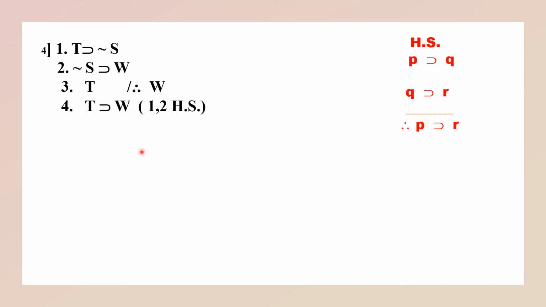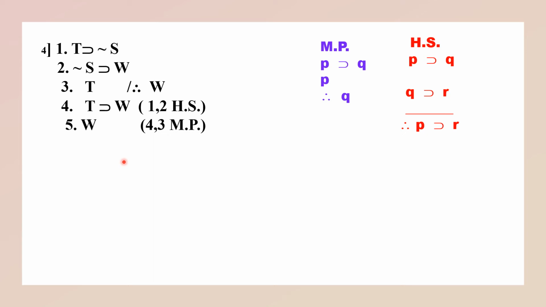Now we go to the next. T implies curl S, S implies W, T therefore W. Here again, consequent of the first conditional proposition is same as the antecedent of the second. You'll get T implies W by HS rule. Now you can see the antecedent is same, so you can derive the consequent. There is only one rule, and that is the rule of MP. P implies Q, P therefore Q, T implies W, T therefore W.